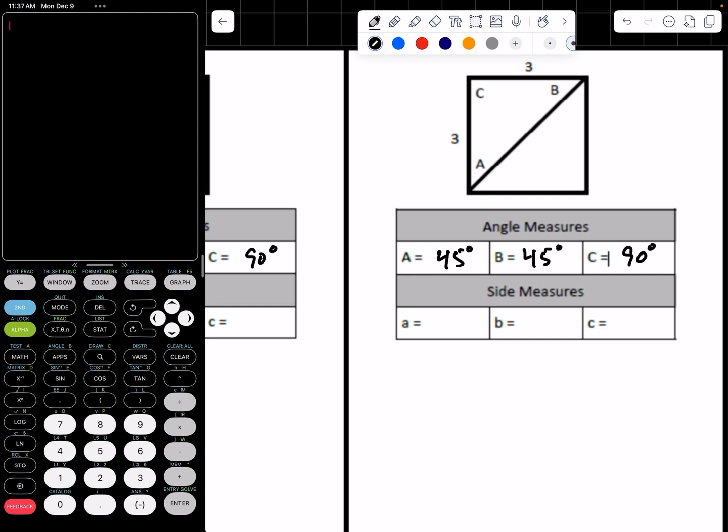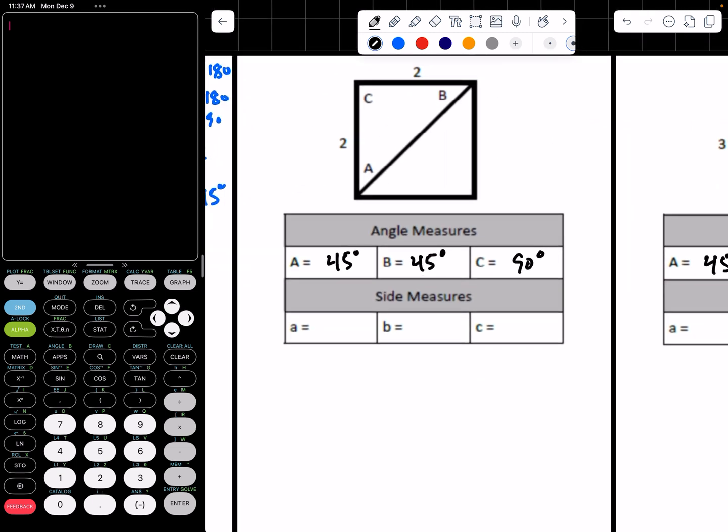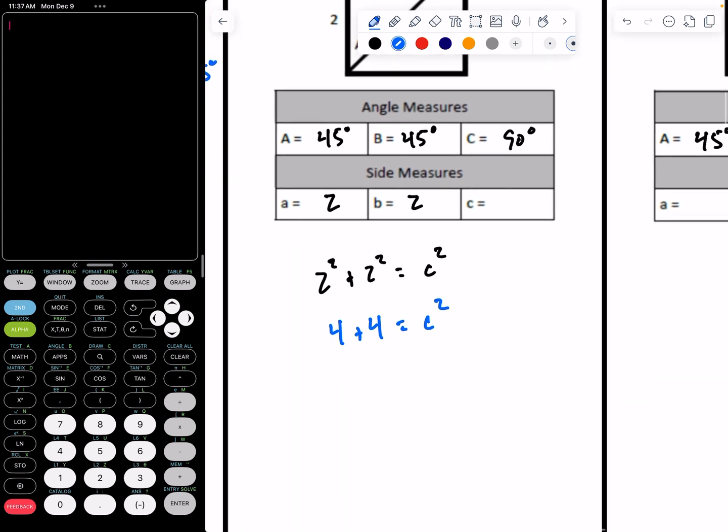Okay, so our side measures, they give us 2 and 2. So let's use the Pythagorean theorem. 2 squared plus 2 squared equals C squared, because I'm solving for C. 2 squared is 4 plus 4 equals C squared. I end up with needing to find, and I'll go on ahead and use red there, the square root of 8 to equal C.